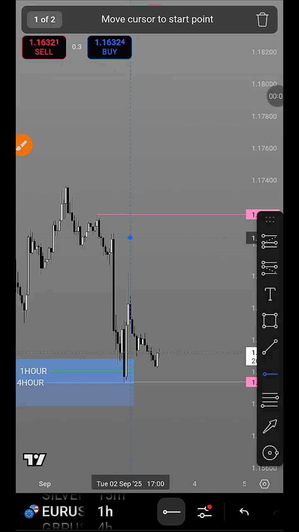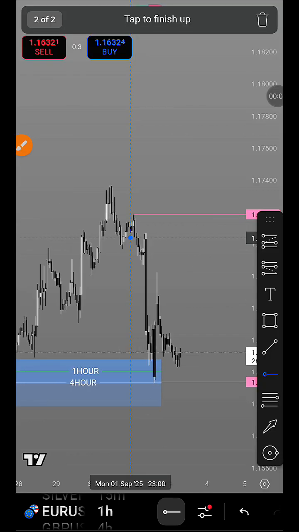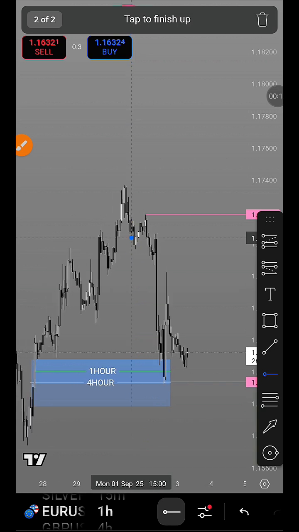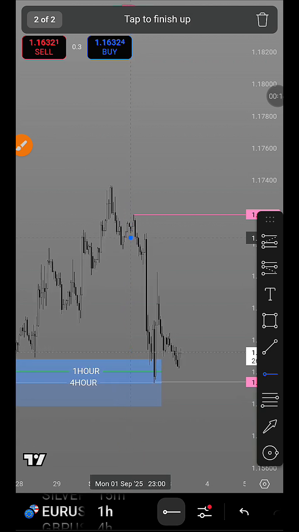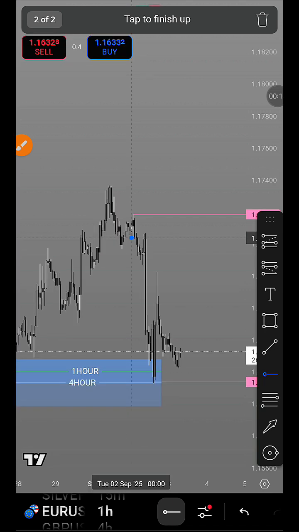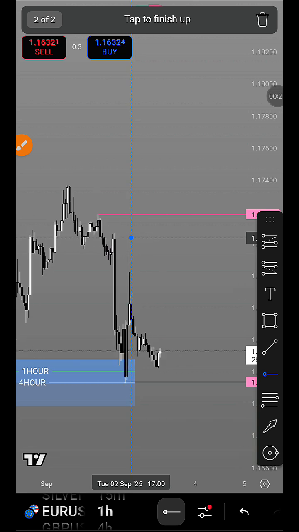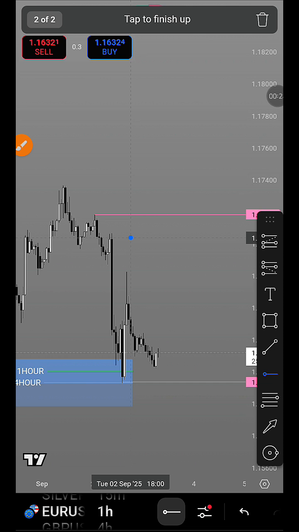Okay, let's start this analysis. So, price fell yesterday and it fell into a 4-hour bullish FVG. That was a 4-hour bullish FVG that was untapped for a while. And then as you can see, it also tapped into a hourly bullish FVG, right?